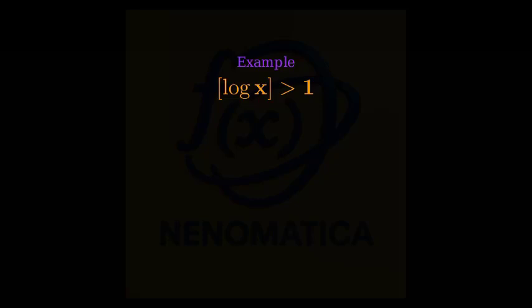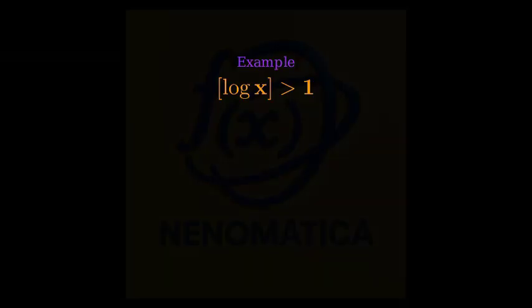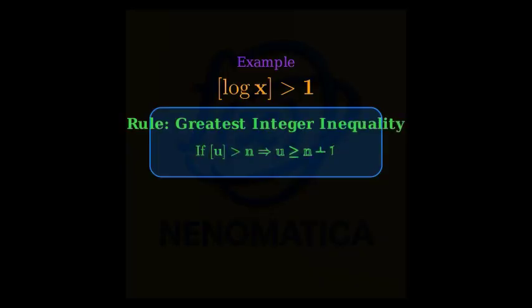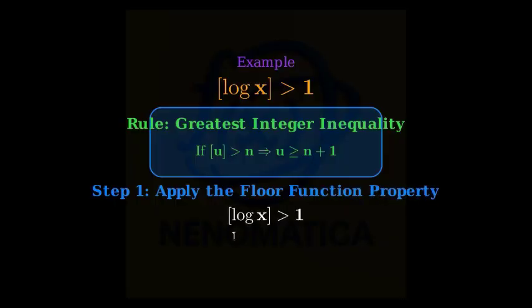Step 1. We apply the greatest integer, also called floor inequality rule. If the floor of u is greater than n, then u is at least n plus 1. Here, the floor of log x is greater than 1, so log x is at least 2.